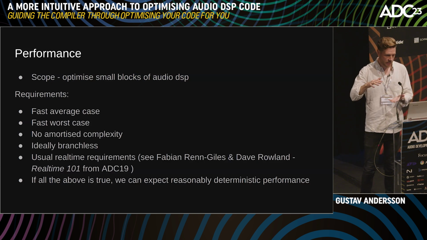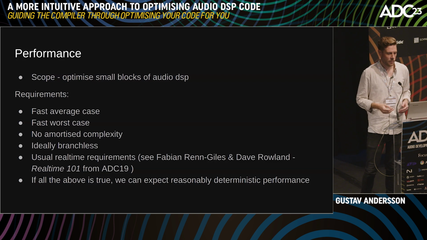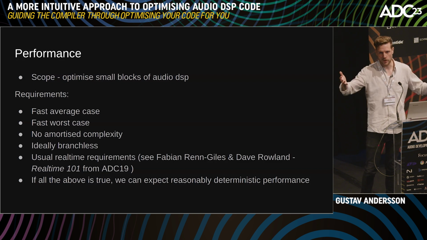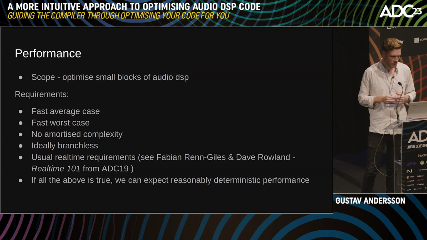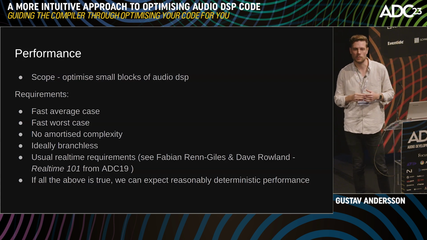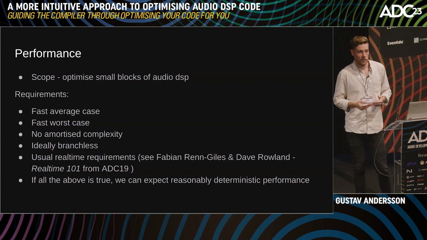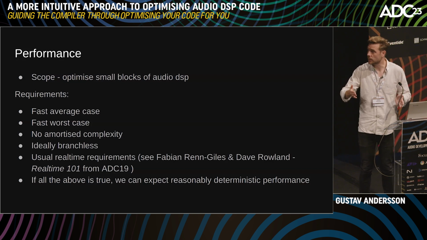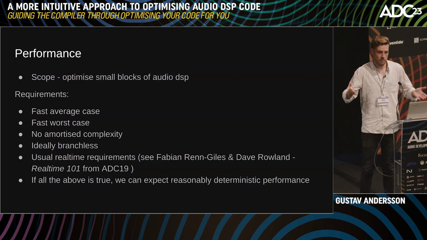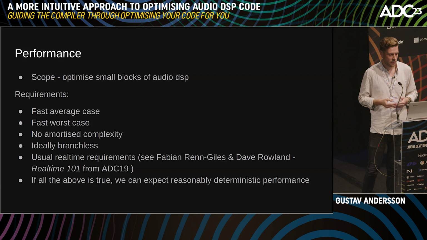It could be an oscillator, it could be 32 samples of a filter or a gain control, but not all of your plugin code, not the GUI code or the non-real-time code. So in the general case, fast means we want the average case to be as fast as possible. We run the code 1,000,000 times, we measure how long it takes, and then we divide by the number of times we ran it. But in DSP code, we also have other constraints.